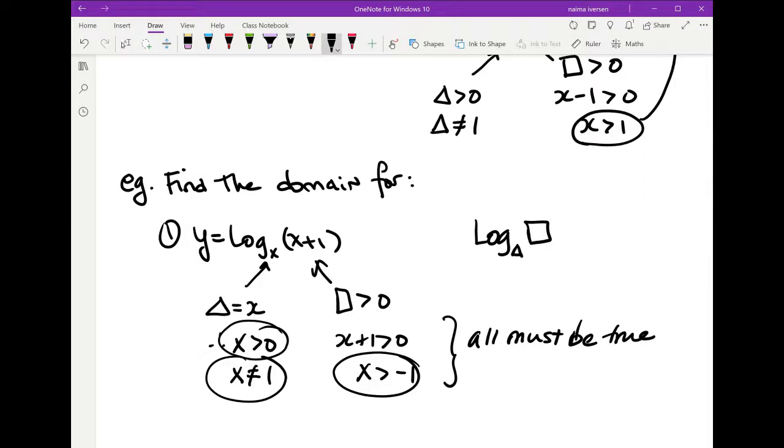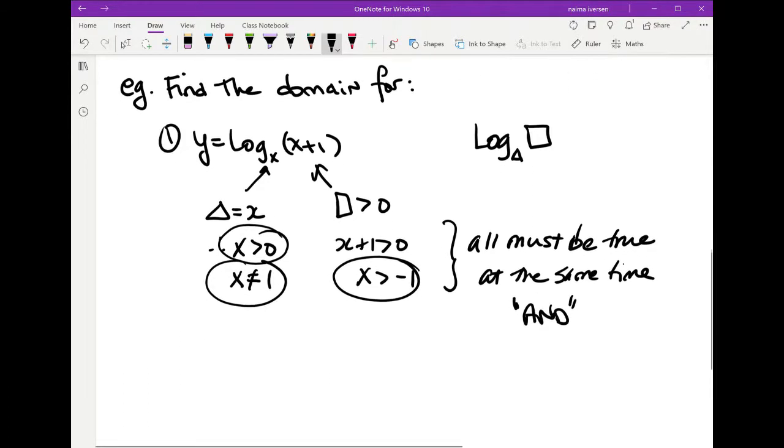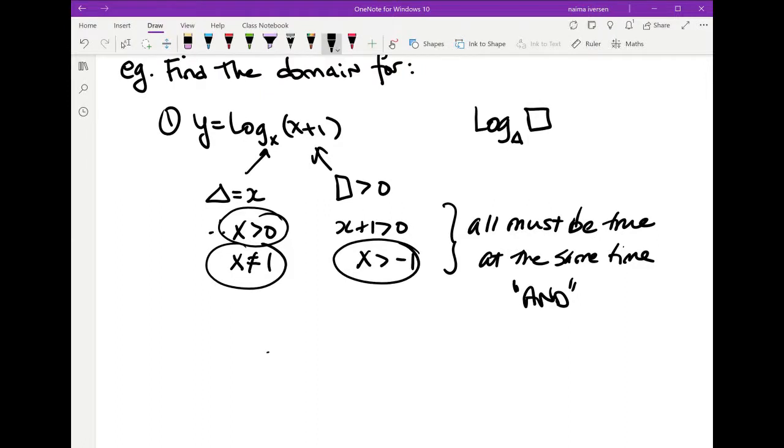And that means that they all must be true at the same time. So we are dealing with an AND situation. Now, if you can see this in your mind, that's great. But what I like to do is look at it on a number line. The numbers that I have are -1, 0, and 1. Let's put them on the number line.